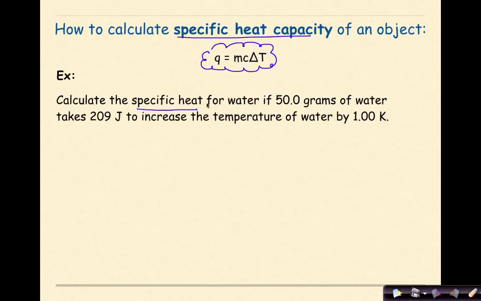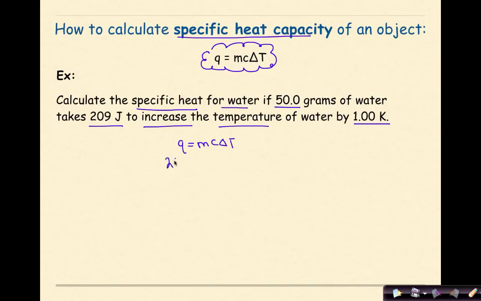Calculate the specific heat for water if 50 grams of water takes 209 joules to increase the temperature of water by 1 Kelvin. So, a nice simple question for us here. So we're going to do Q equals MC delta T. Always good to write your formula out first.